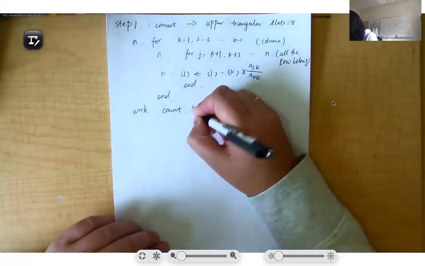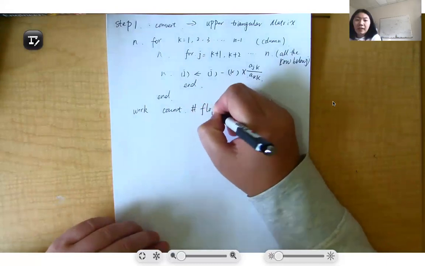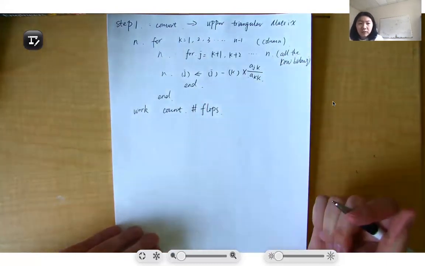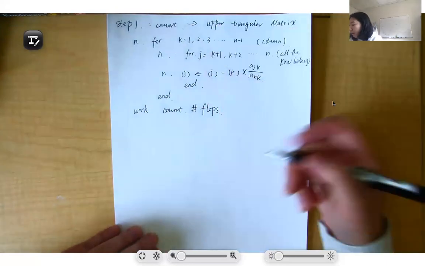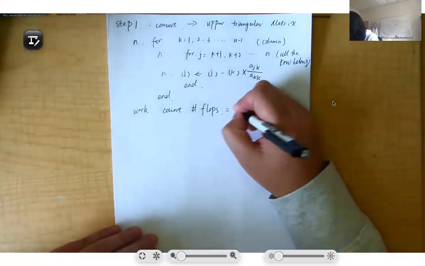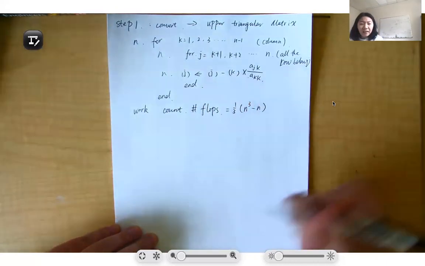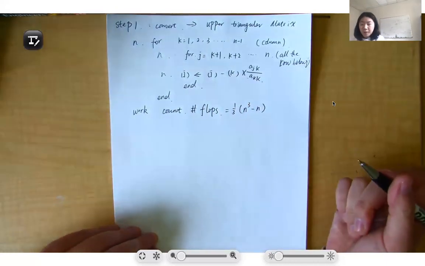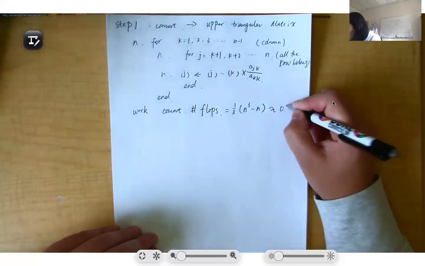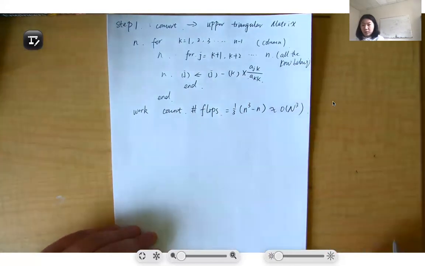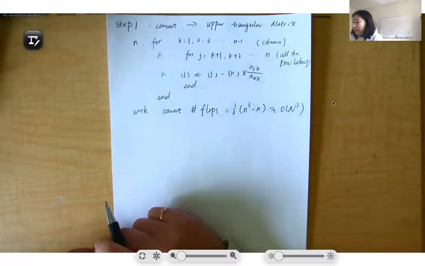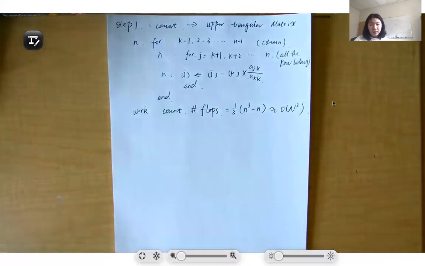The total loops, or you can say the total operations in these two for loops, will be around 1/3 n to the third minus n. So it's not exactly n to the third computational expense; it's on the order of n to the third. So that is converting the augmented matrix into an upper triangular matrix, the first step for the Gauss elimination.